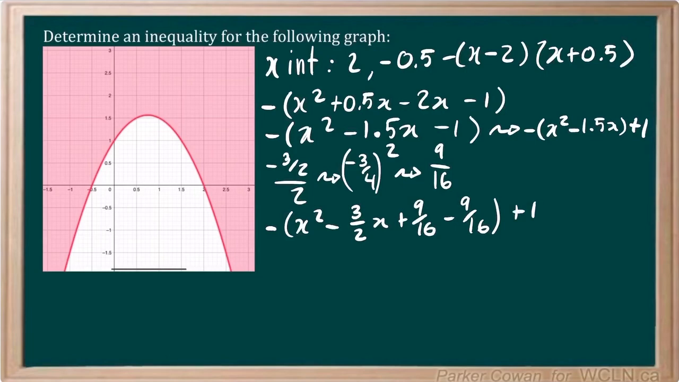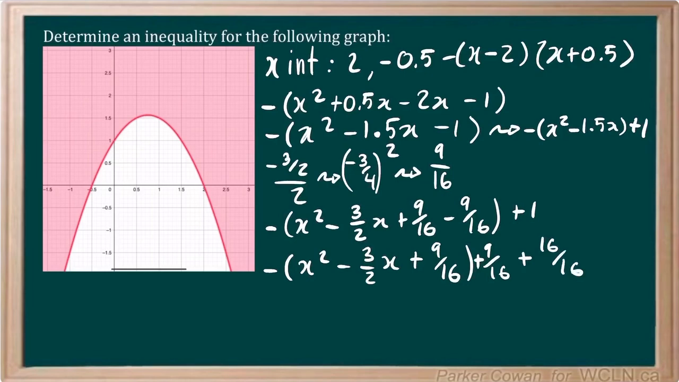Plus 1. We need to get this negative 9 over 16 out of there. So we're going to multiply it by a negative that's out here to get it out of the brackets. We'll have x squared minus 3 over 2x plus 9 over 16. And then we'll have 9 over 16 plus, and let's just make this 16 over 16 so we can add it nice and easy.